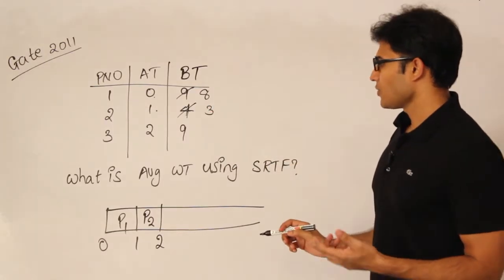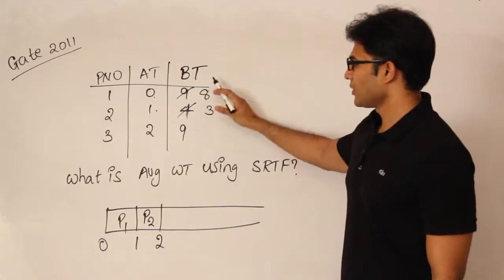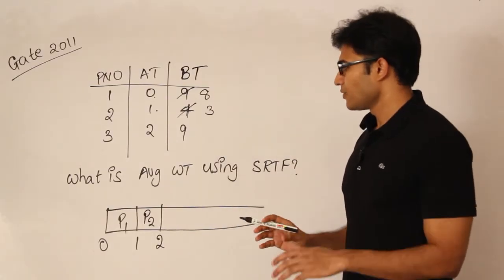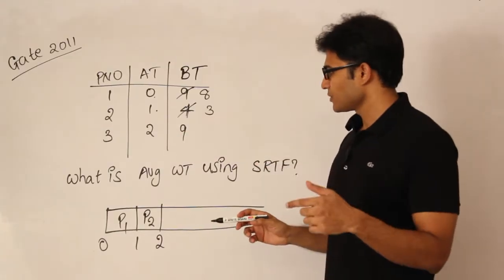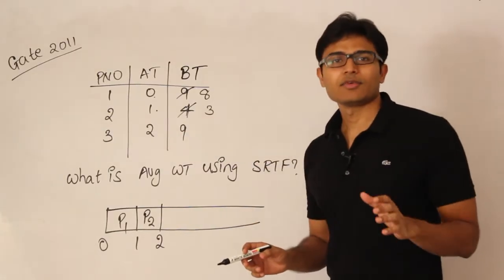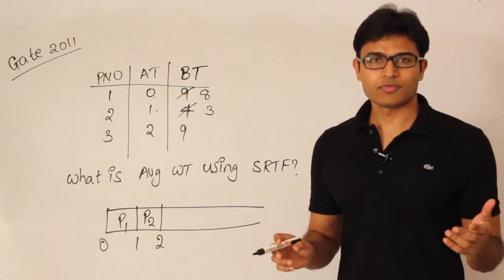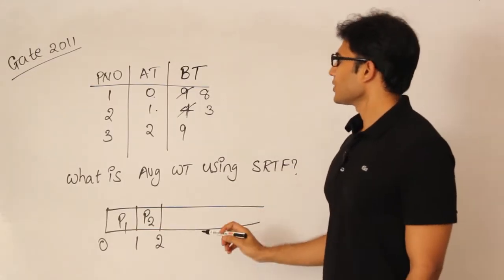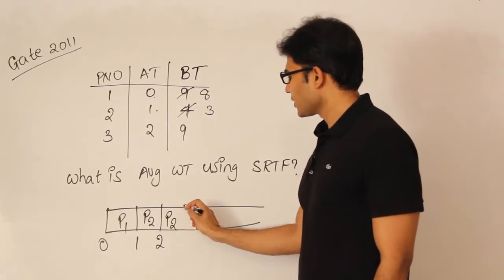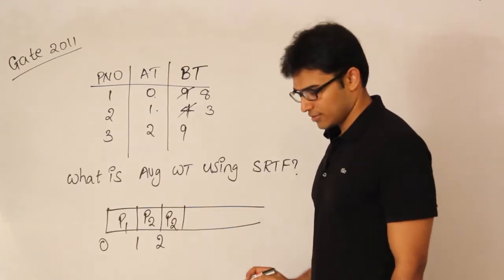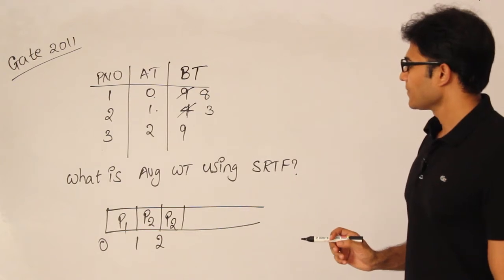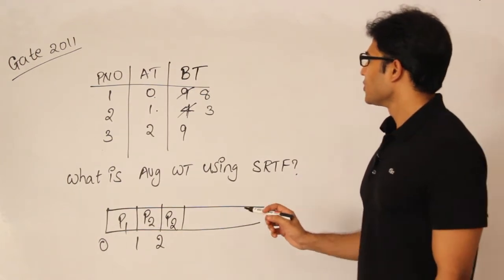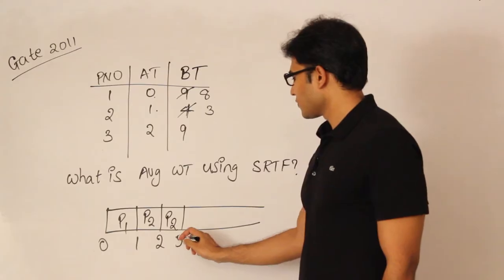And now after this, we have all 3 available, right? By time 2, all the processes are available. Now once every process becomes available, it will just be like shortest job first. So among them, which one is the shortest? P2, right? So it continues running without any preemption. P2 will run for 3, so it is going to be 5.